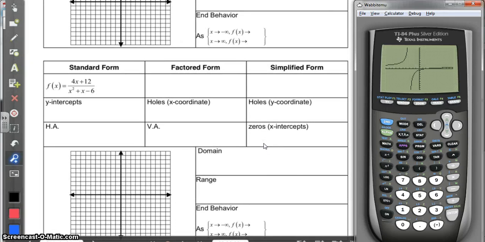Remember, to find the horizontal asymptote, you look at your clowns: BOBO, BOTN, and so on. We'll talk more about that in class. This is just an introduction.